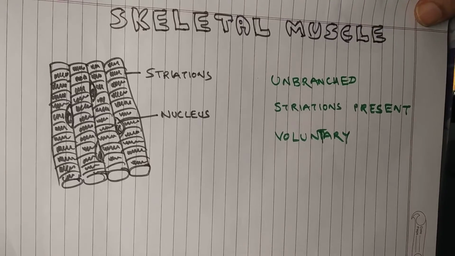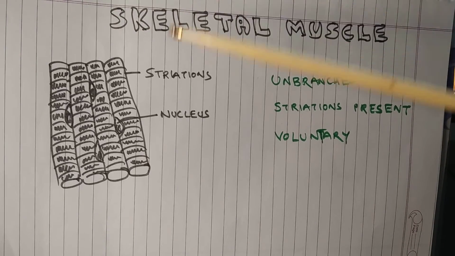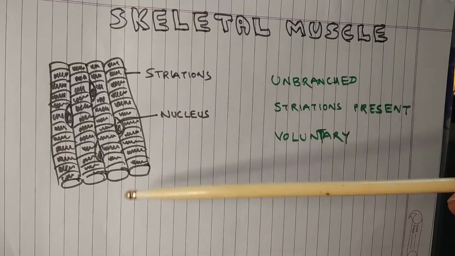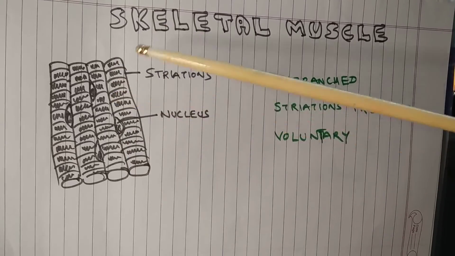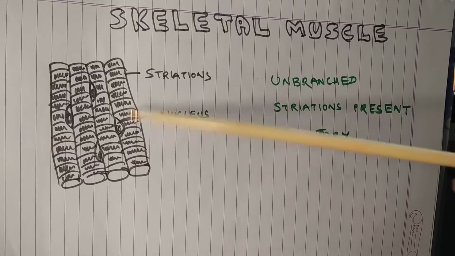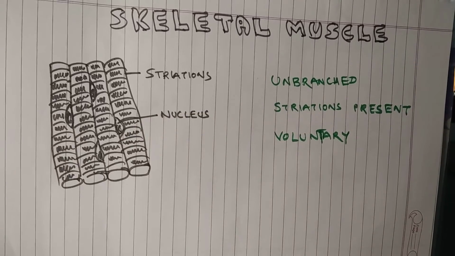Skeletal muscle is unbranched, and there are dark and light bands on skeletal muscle fibers. These bands are called striations. So these are striations, and this is nucleus of a particular muscle cell.